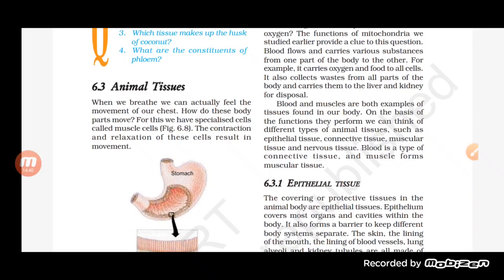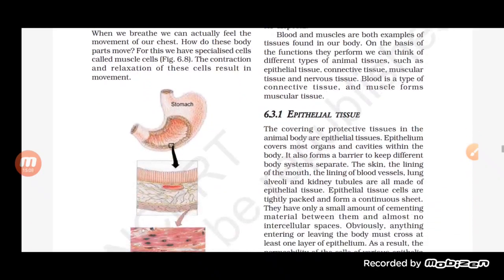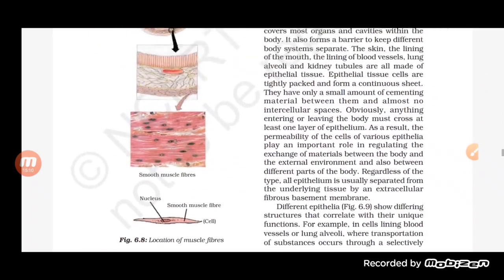We will find that our chest is moving. Okay, so basically, why is it moving? It is because of some specialized cells, and these cells are called muscle cells. So it is the muscle cells which help in contraction and relaxation, and this contraction and relaxation is responsible for the movement of the animal tissue here, students.